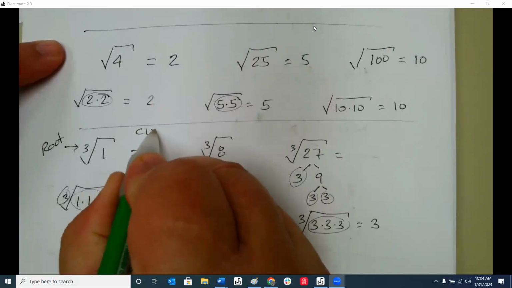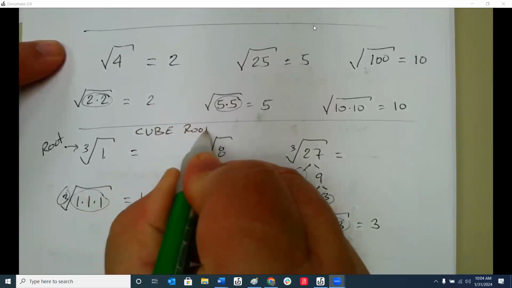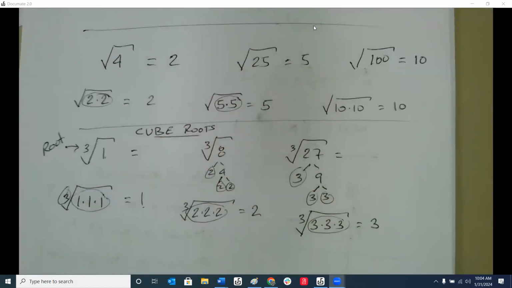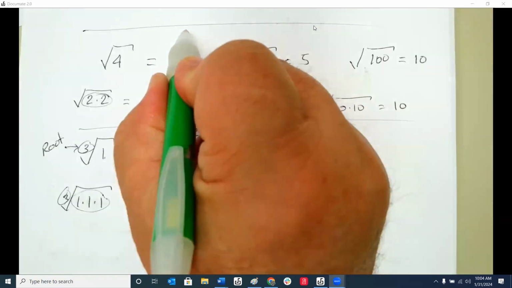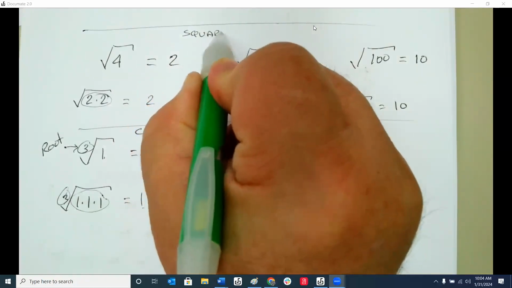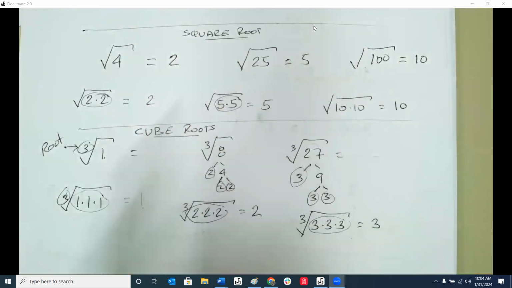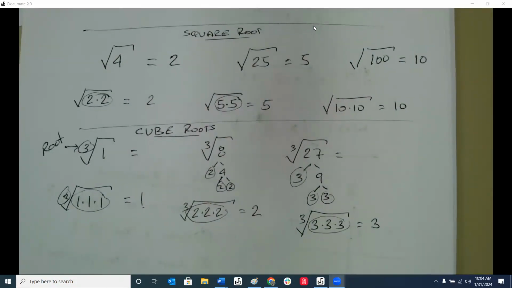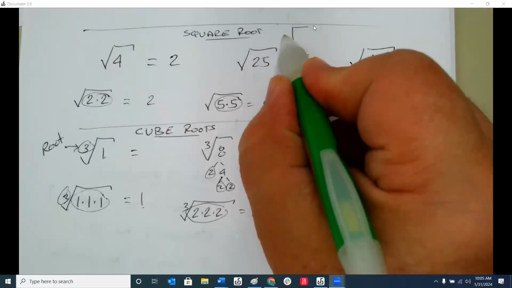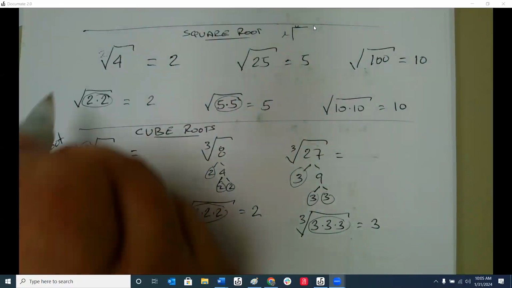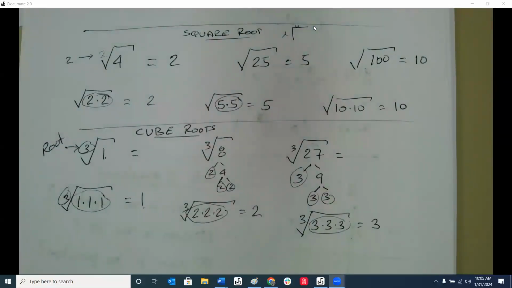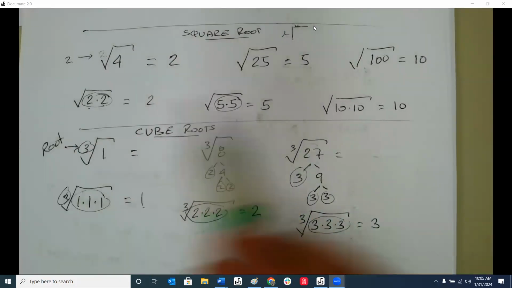These are called cube roots. Cube has 3 sides. That's why it's a cube root. This is called a square root. How many sides does a square have? You have up and down. You have the length and the width. So there's an invisible 2 here. The root is a 2. It's an invisible 2, which tells us we need 2 of a kind. As soon as we have 2 of a kind, we take it outside the radical.